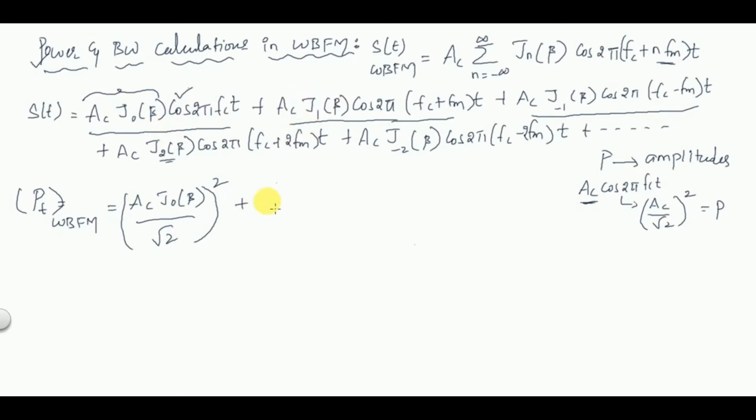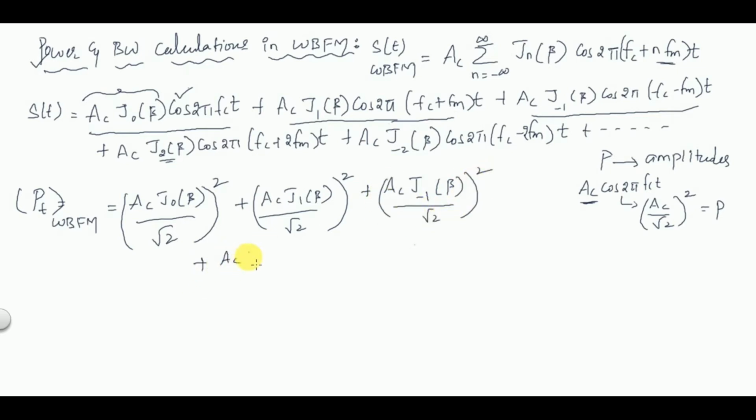Plus, the power in this is given by Ac J1(beta) by root 2, RMS value, and taking the square of it, plus (Ac J minus 1(beta) by root 2) whole square, plus (Ac J2(beta) by root 2) whole square, plus (Ac J minus 2(beta) by root 2) whole square. Okay, plus so on, for 3, 4, 5 and so on up to infinity you'll get this.